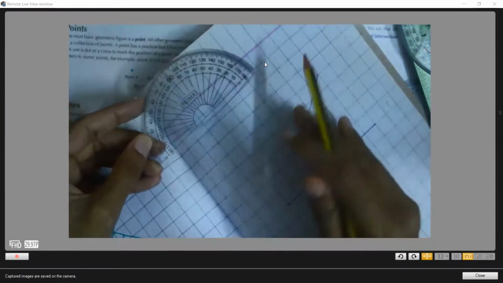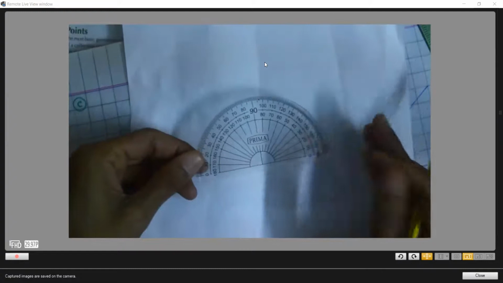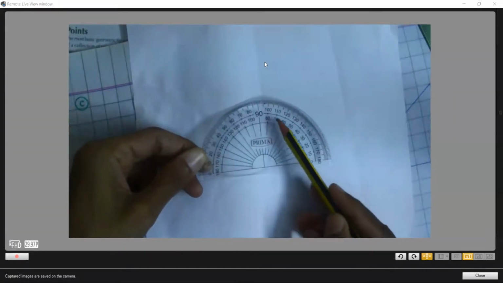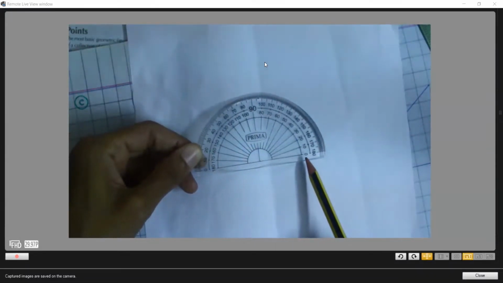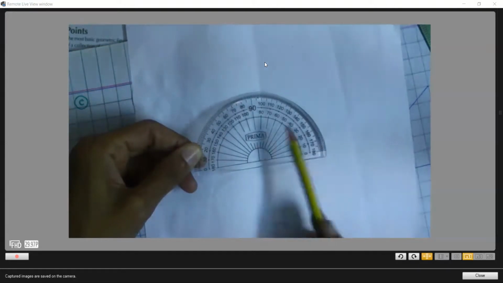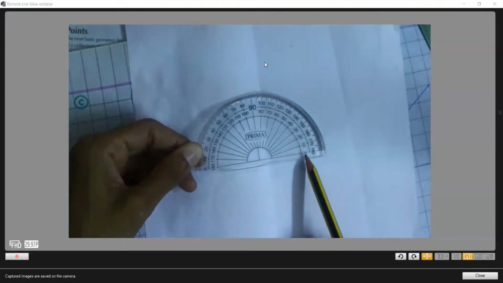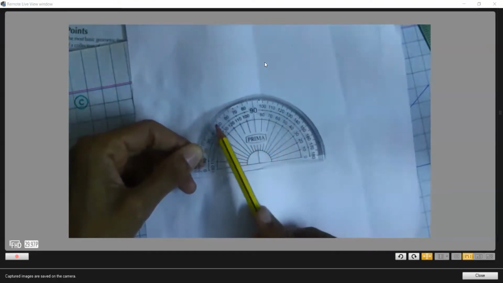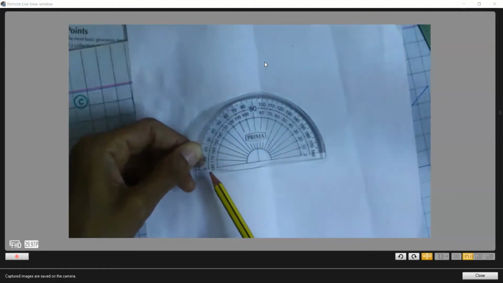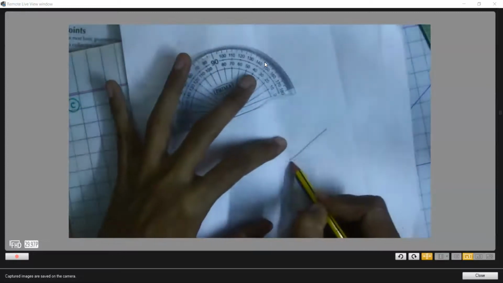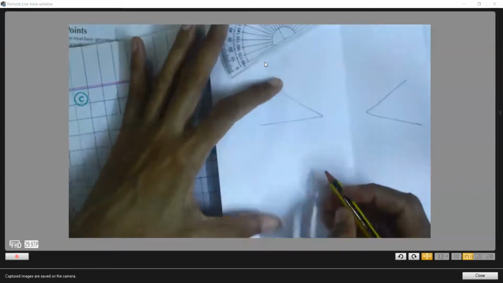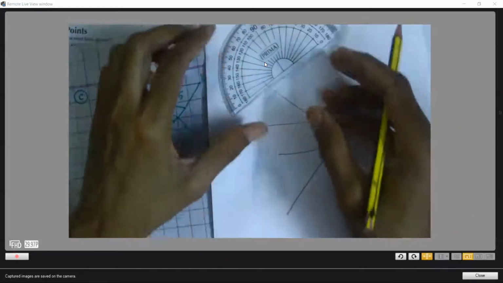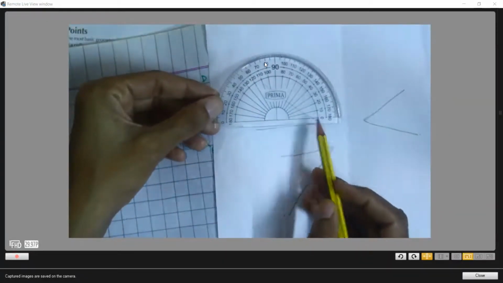Now there are 2 scales in a protractor. This is called the inner scale, and this is the outer scale. They will have their zeros on opposite sides. For example, the inner scale has 0 on the right hand side in my protractor, and the outer scale has 0 on the left hand side. Why have they done that? Because sometimes the angle is facing this way, and other times the angle might be this way, or even this way. So for your convenience, they have shown you zeros on both sides.